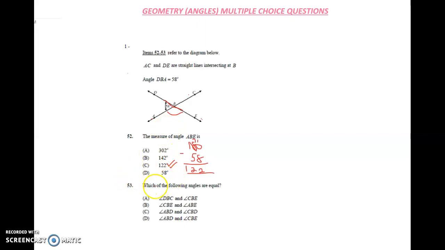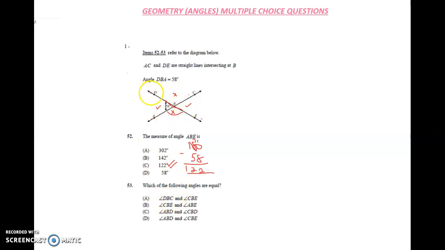Cool. Next part. Which of the following angles are equal? So remember what I just showed you? Vertically opposite angles are equal. That means this is equal to this. And I can put X here. X is equal to X here, right? So let's see.